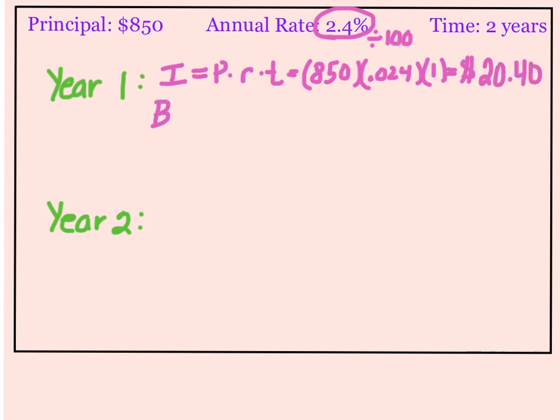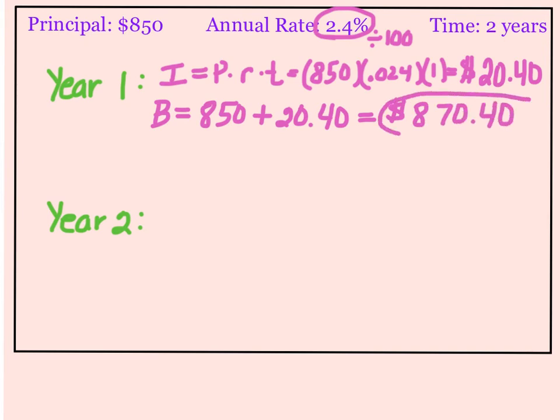Now we have to find the balance on the account. So we take the original $850 and add in the $20.40. That gives us $870.40. Okay, now we're starting the second year. We're going to take what we have, $870.40, and we're going to go ahead and calculate how much interest we're earning.